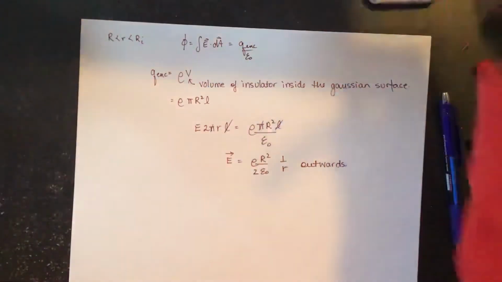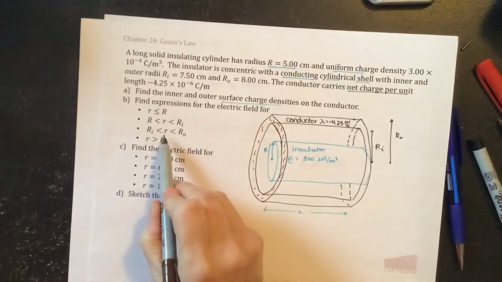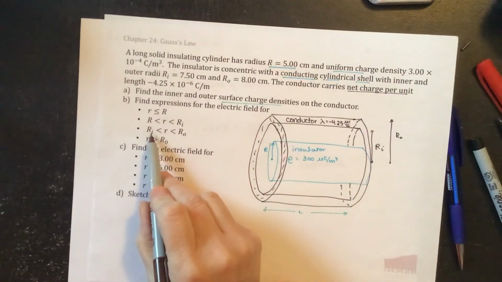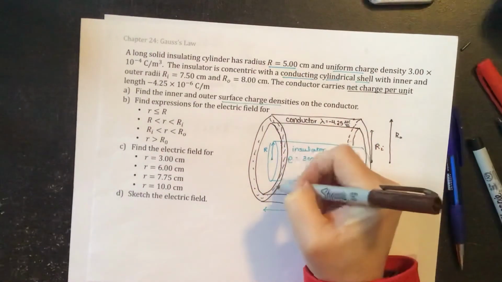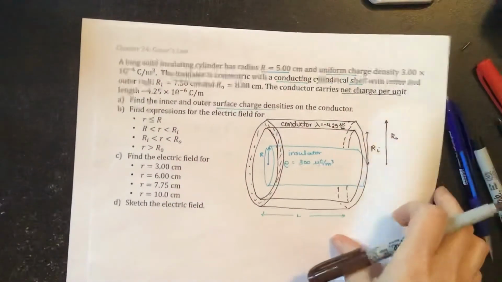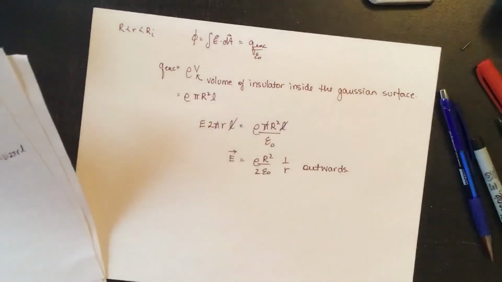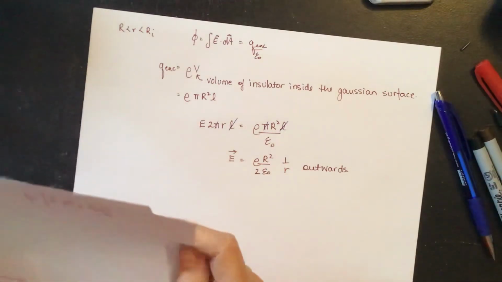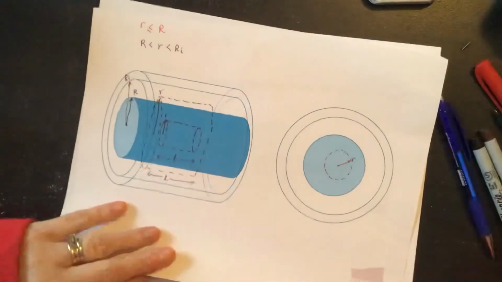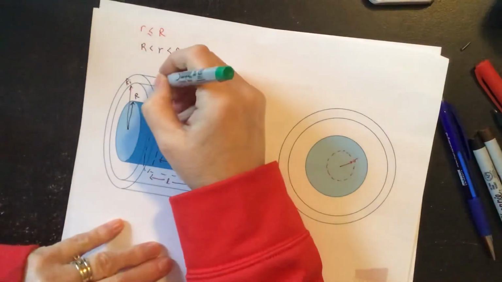The next part is really easy. Find the electric field where r is in between the inner and outer radius of the conductor. So find our electric field inside the conductor. That's one of our conditions of static equilibrium. We'll do a Gaussian surface for that one. So our Gaussian surface is going to have to be a surface inside the conductor.